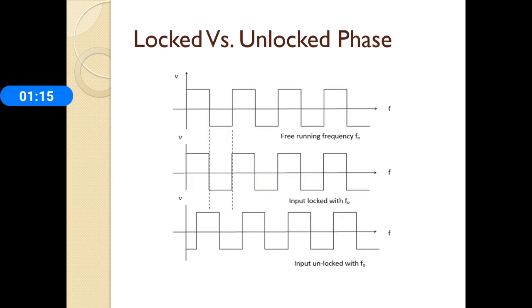This is the waveform to understand the lock and unlock of the phase. The first waveform is a simple square waveform. This is called the free running frequency. The second one is the same signal. This indicates the input locked with this free running frequency, that is F0, and the third one here is the unlock structure. By comparing the second waveform and third waveform, we can understand what lock and unlock phase mean.